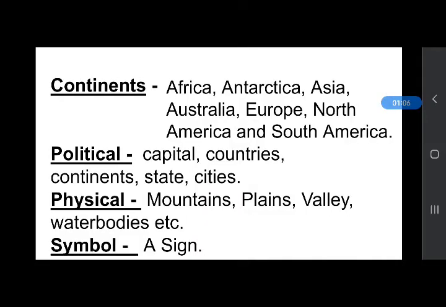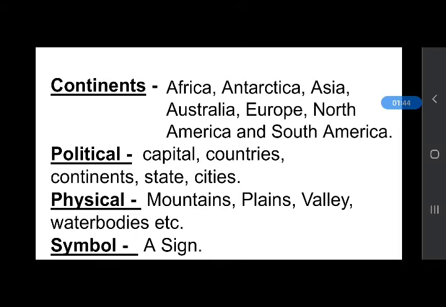And before that, here are some keywords from this topic. So continents, I have already told you we have 7 continents. These are big lands of the earth. We have divided lands of the earth in big continents and we have 7 continents. They are Africa, Antarctica, Asia, Australia, Europe, North America and South America, and India is in Asia.